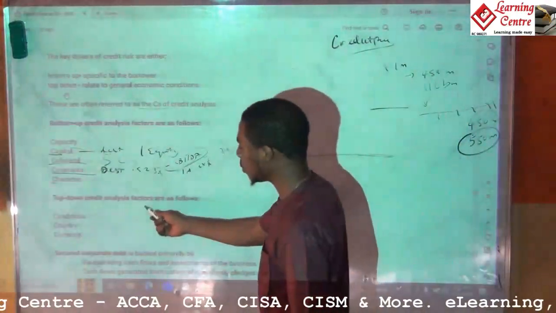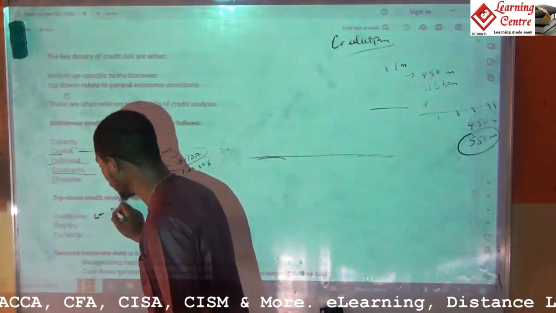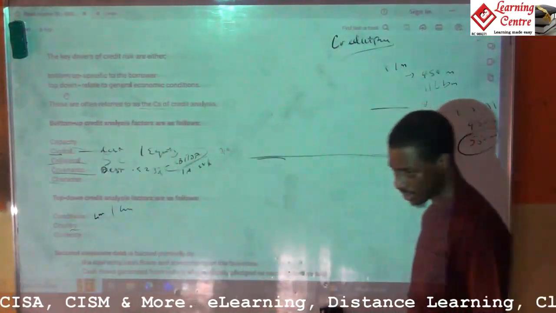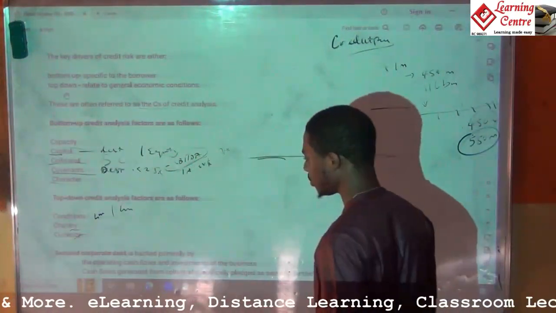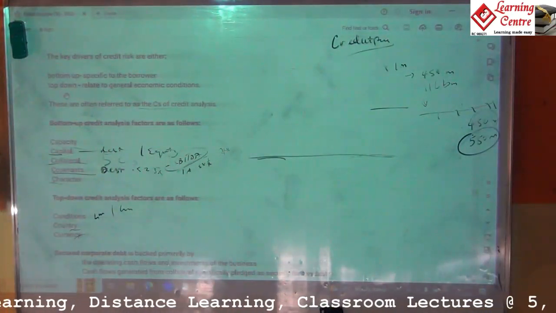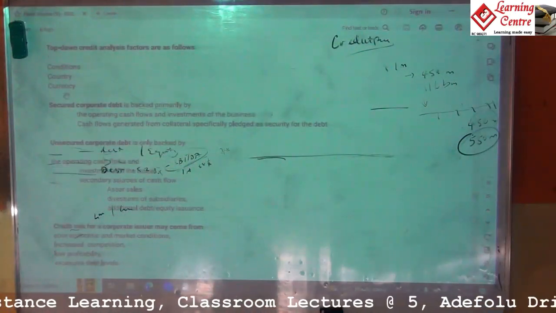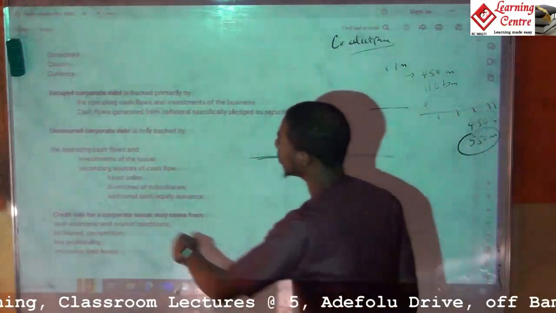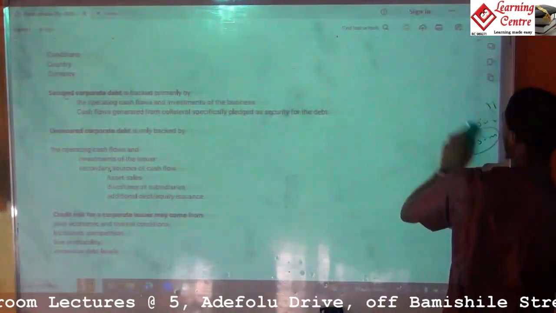Okay, top down, look at the conditions, the macro: inflation, GDP growth, country risk, political risk, and for a country like Nigeria, the currency balance. So look at what secured corporate debt is, and how much of it there is. We are going to look at this extensively on the credit rating side.